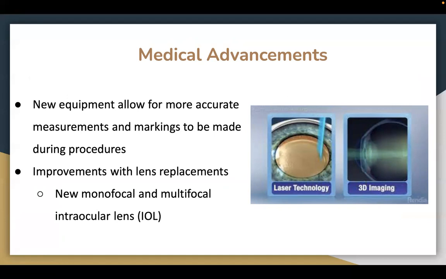So the first new medical advancement is new equipment that has been developed to allow for more accurate measurements. These measurements are extremely important because they indicate where the markings should be made for the procedure to actually happen. So that first incision is typically small, but with these new medical advancements, it can be made smaller and allow a quicker recovery rate because of that smaller incision.